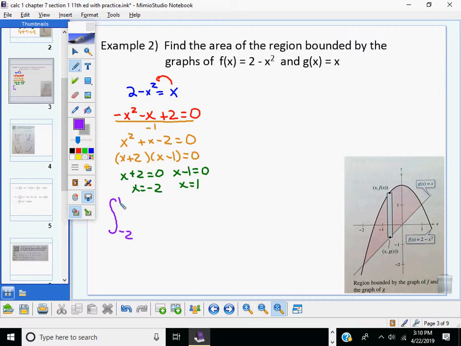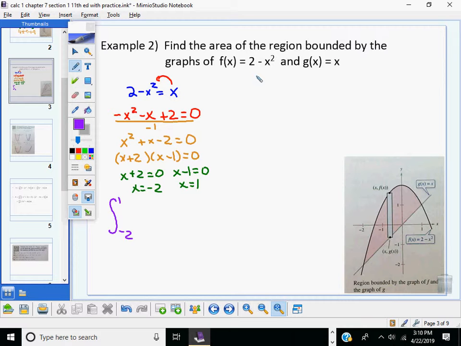Now the next thing I need to know is which graph is on top. Remember, they may not give you a picture, so you need to be able to figure that out. Between negative 2 and 1 is the value 0. So if I want to see what's happening at x equals 0, that'll tell me which graph is on top. If I plug in 0 for x, I get f of x equals 2, so y equals 2. If I plug in 0 for the equation of the line, I get g of x equals 0, so y equals 0. That tells me that the parabola is actually on top between negative 2 and 1.